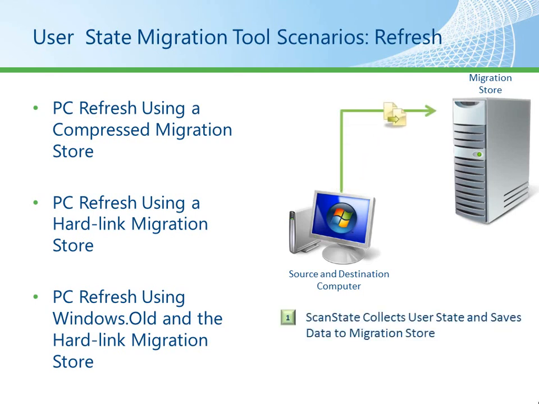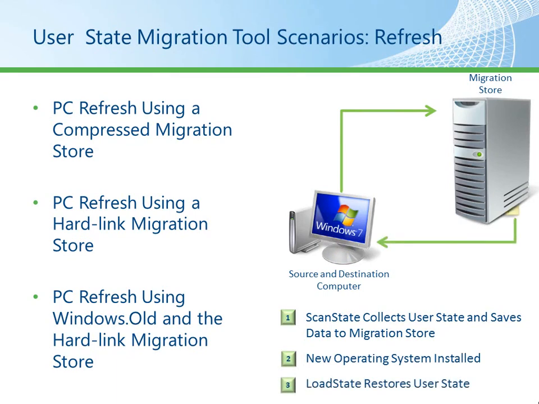So the scan state collects the user data, saves it to a migration store up on a server. Once we've got that done, we then install Windows 7, or the new operating system is installed, and then we finally run the load state command line. Load state restores the user state back onto the source computer, so it brings it back from the migration store.